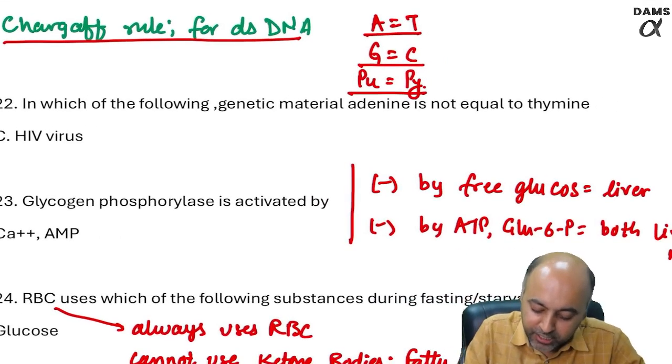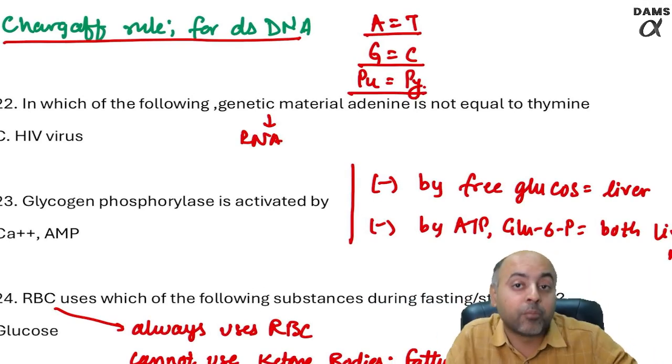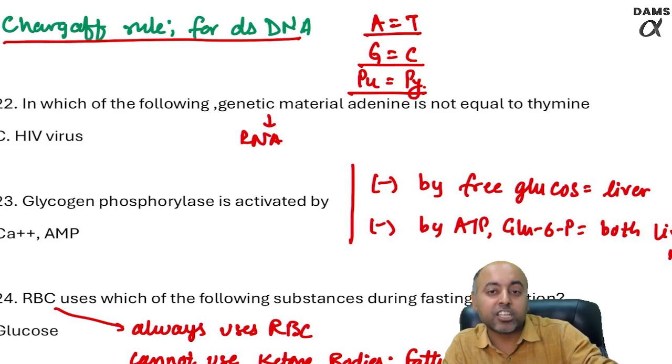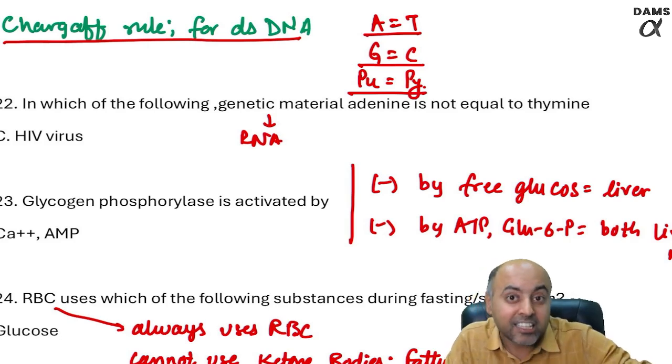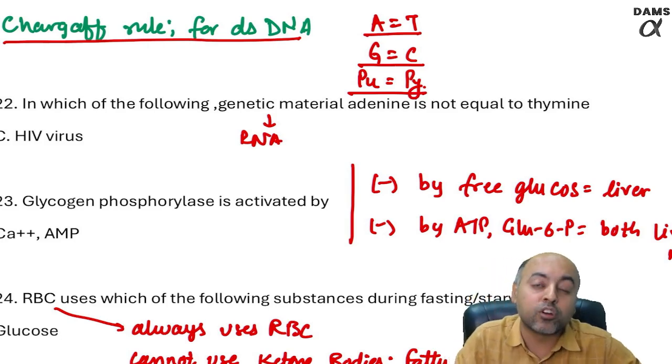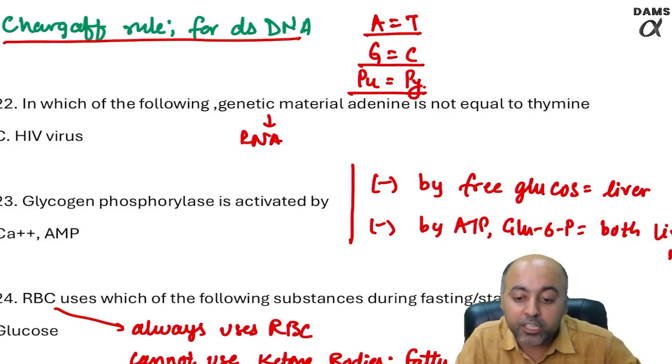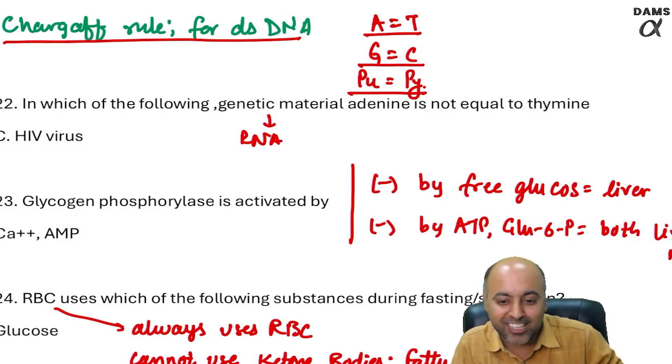If your genetic material is RNA in nature, then the Chargaff rule does not apply. Please remember, Chargaff rule will apply for double-stranded molecules. If your genetic material is single-stranded RNA, then the Chargaff rule does not apply. According to Chargaff rule, in double-stranded DNA, adenine will be equal to thymine, and guanine will be equal to cytosine.